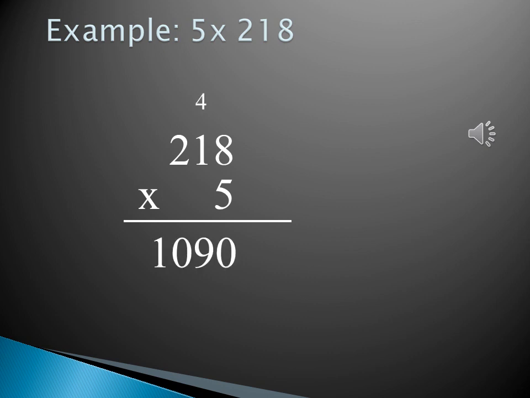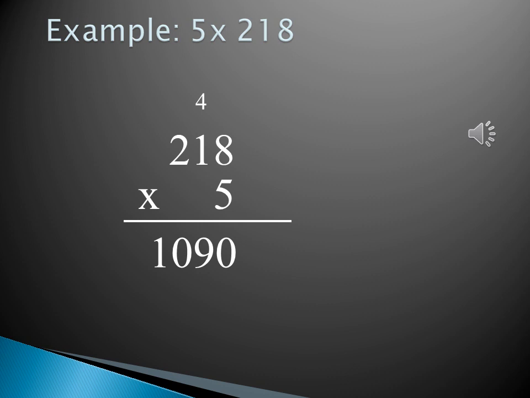Another example, 5 multiplied by 218. First, write 218, then write 5 under 218. So I have to rearrange my numbers vertically. Then let's multiply together. 5 by 8 equals 40. 0 and carry up 4.